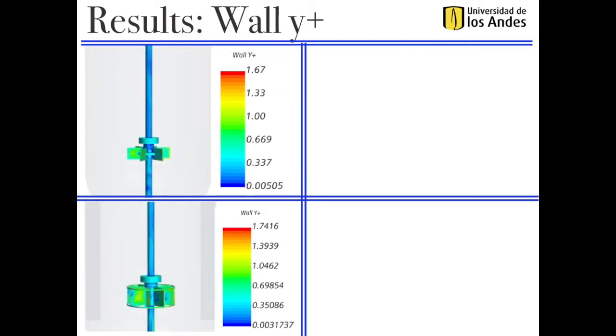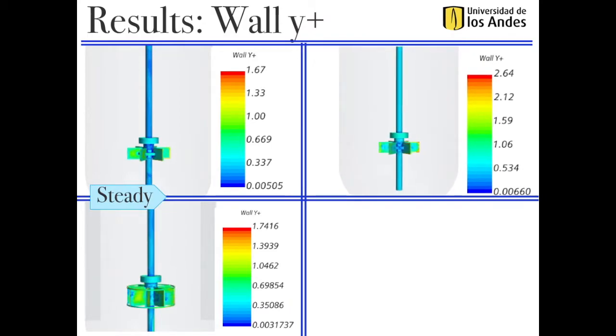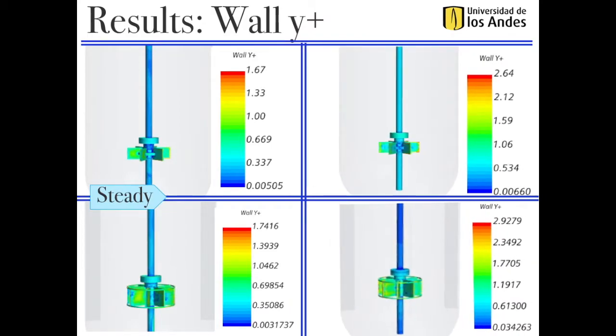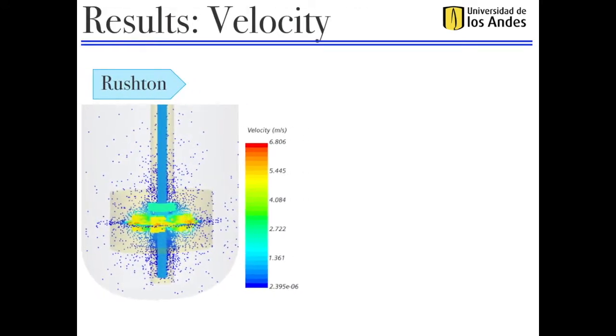The Y plus values for the new impeller increases with respect to Rushton, so the results obtained in this simulation are less accurate. It is also observed that the values obtained with unsteady model are above the values obtained with a steady model, since the latter does not consider changing time of other design variable. The velocity results for the Rushton and the new mobile can be seen on the figures below. According to them, the velocity on the new mobile reaches higher values.